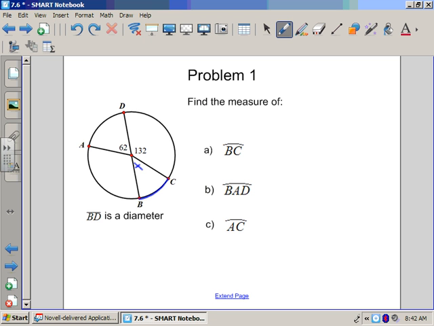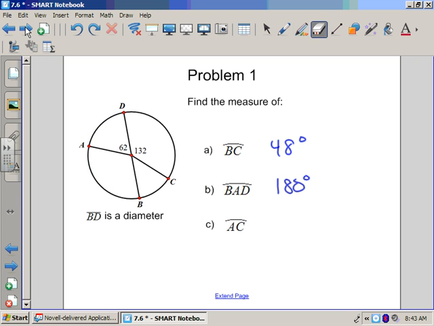Well, if BD is a diameter, this whole angle here is 180 degrees. 180 minus 32 is 48. So the measure of arc BC is 48 degrees. What about the measure of arc BAD? BAD must be a semicircle. The measure of arc BAD is 180 degrees.